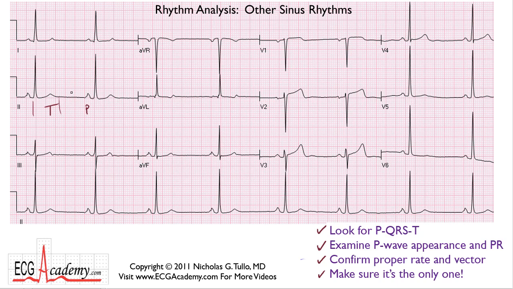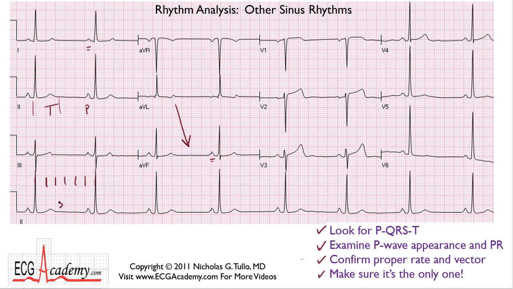All right, the P wave is up in 1 and it's up in aVF. That tells you that the P wave vector is down and to the left, so everything looks good. One last thing to look at is the rate. If we look at this QRS, it's on a heavy line, so we'll count off 300, 150, 100, 75, 60, 50.